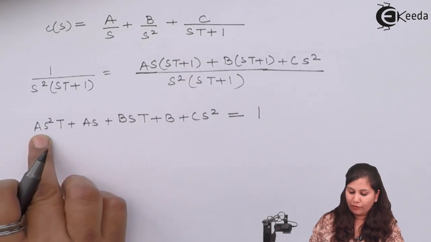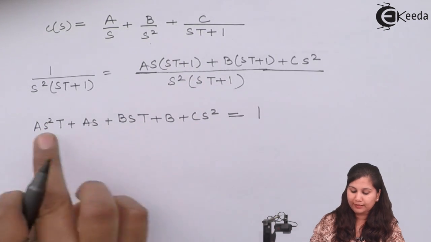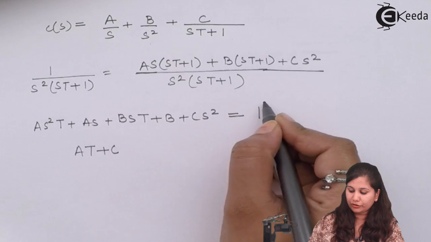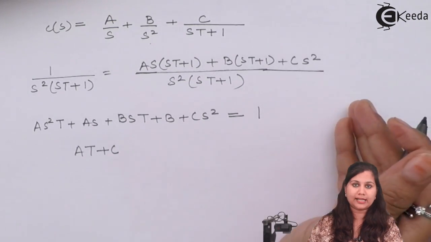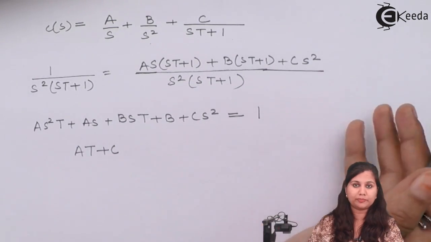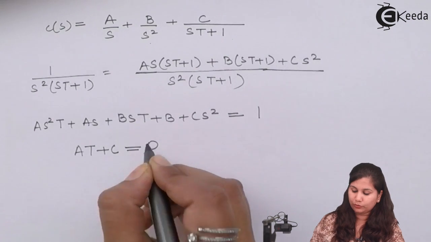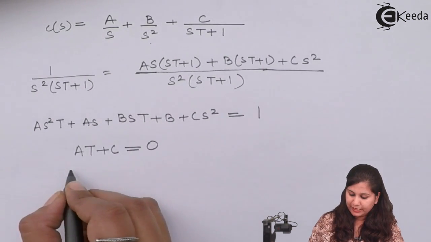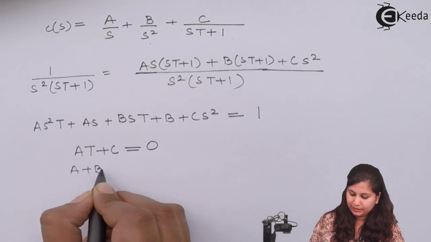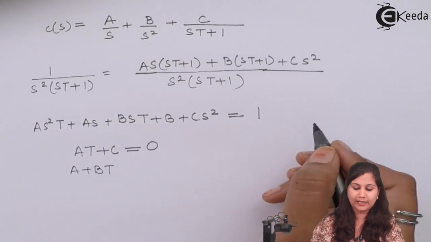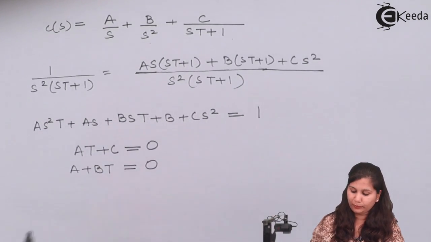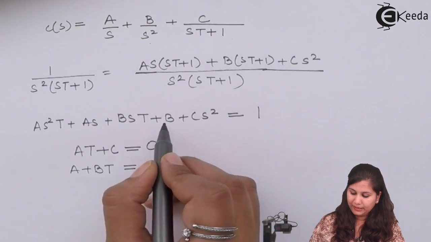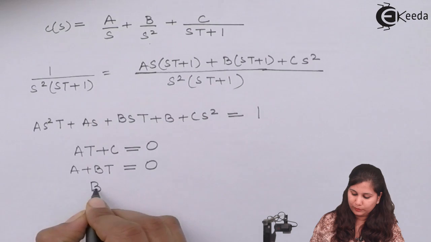Now the coefficient of s square on the left hand side is C plus A T, and on the right hand side s square is not present, so the coefficient is 0. The s coefficient on the left hand side is A plus B T, and on the right hand side no coefficient is present, so we will equate it to 0. The constant term we have is B here, so B will be equal to 1.